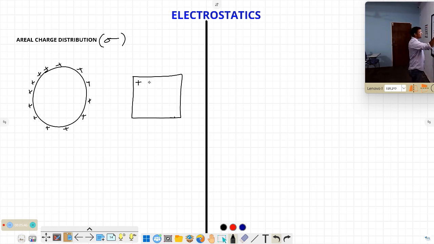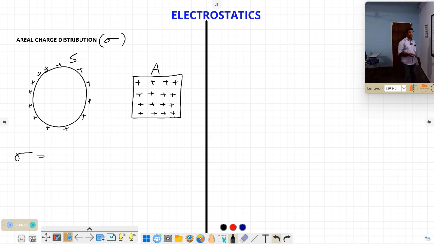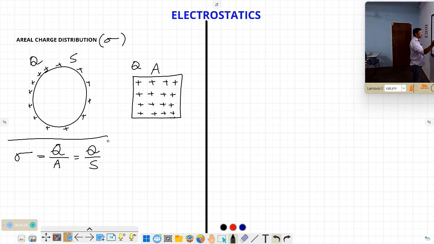In the case of a square plate also, the charges will be accumulated throughout the area as an areal charge distribution. This we indicate with the letter sigma. So A is the area, or S is the surface area if we take. In this case, I can write sigma is equal to, the areal charge distribution, is equal to, okay, the total charge of the body, say Q, in both cases, the charge accumulated per unit area is called areal charge distribution. Also, we can write it in terms of surface area in the case of a hollow sphere, because sometimes the body may not have area, it may have surface areas. In that case, you can use this formula.